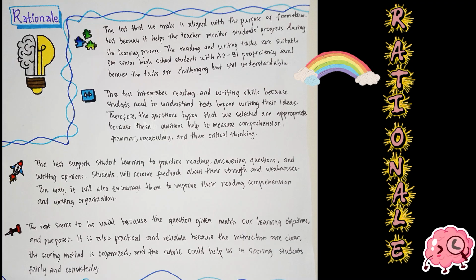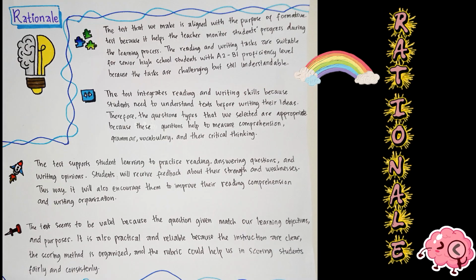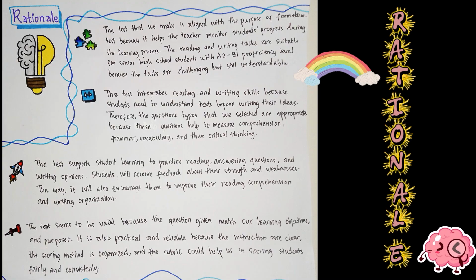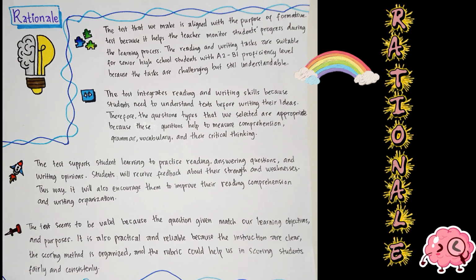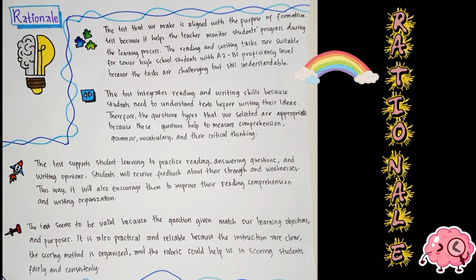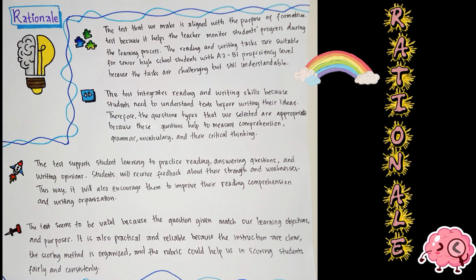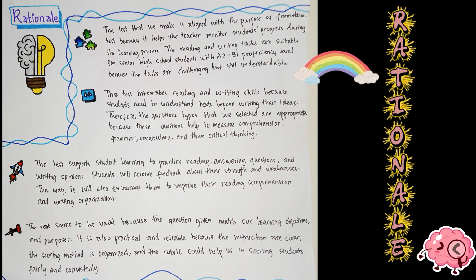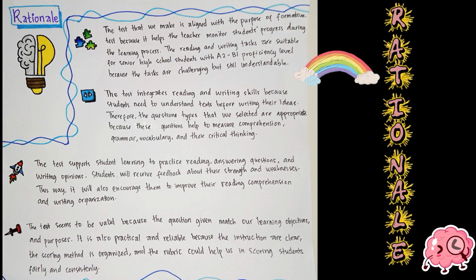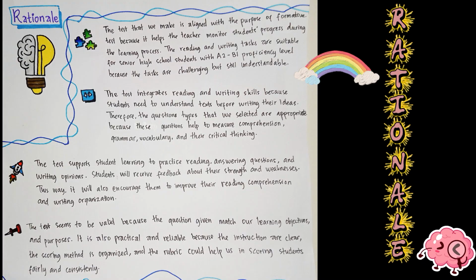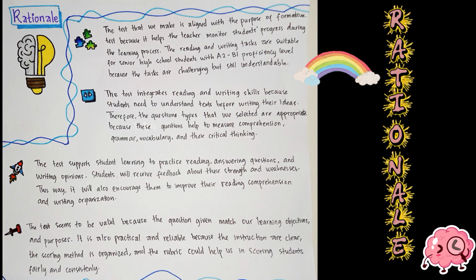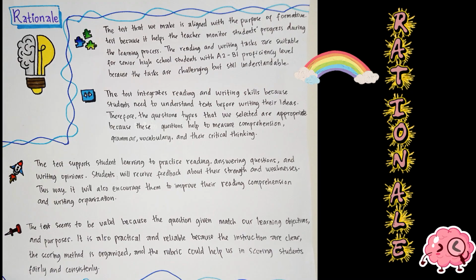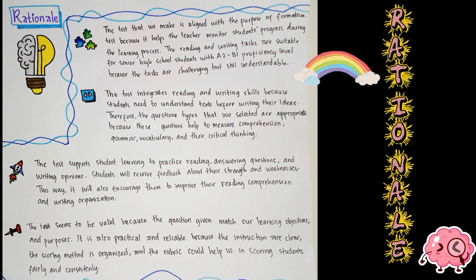Now, I will explain the rationale of our test. The test that we designed is aligned with the purpose of formative assessment. It helps teachers monitor students' progress during the learning process. The reading and writing tasks are suitable for senior high school students at the A2 to B1 proficiency level because the tasks are challenging but still understandable for them.